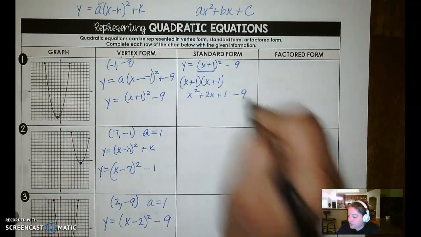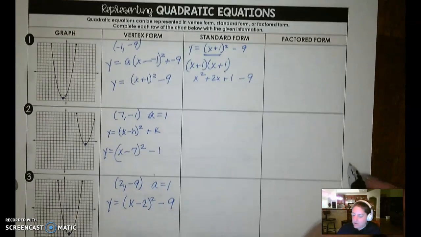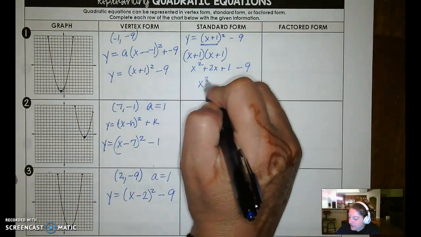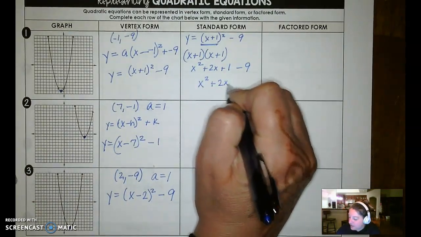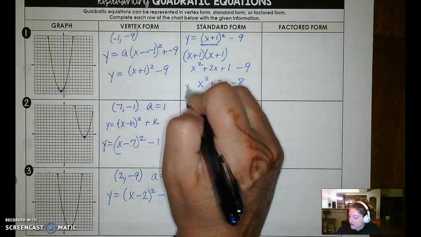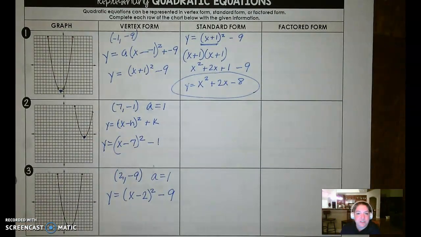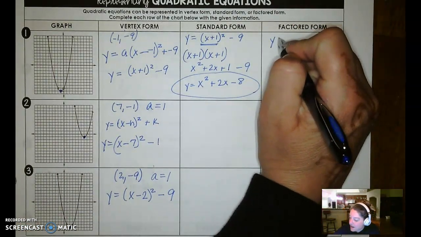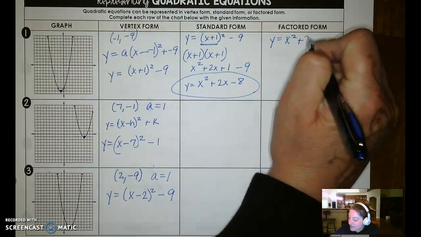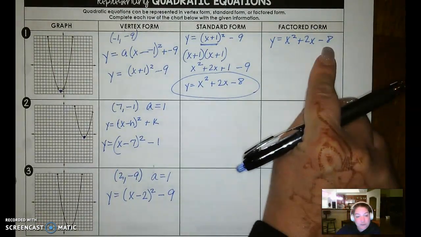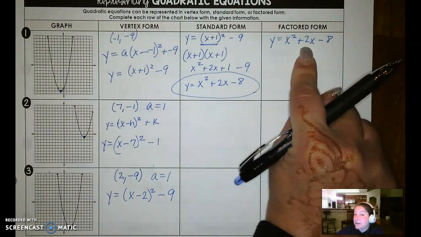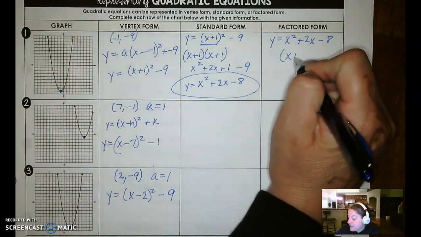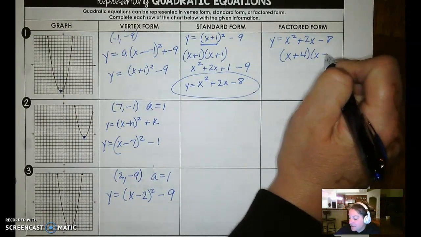And then I have this extra minus 9. Okay? So I'm going to change this to x squared plus 2x minus 8. And there we are in simplified standard form. Okay? Now let's go to factored form. So if I take my x squared plus 2x minus 8 and I look for my two numbers that are going to multiply to give me minus 8 and add to give me 2, I'm going to end up with x plus 4 and x minus 2.